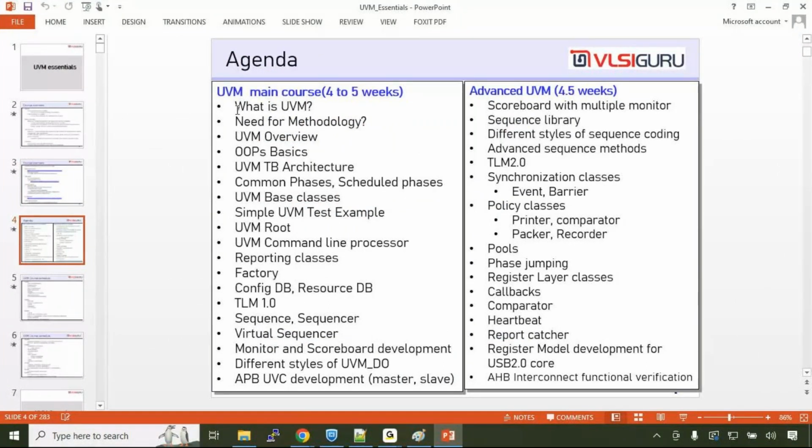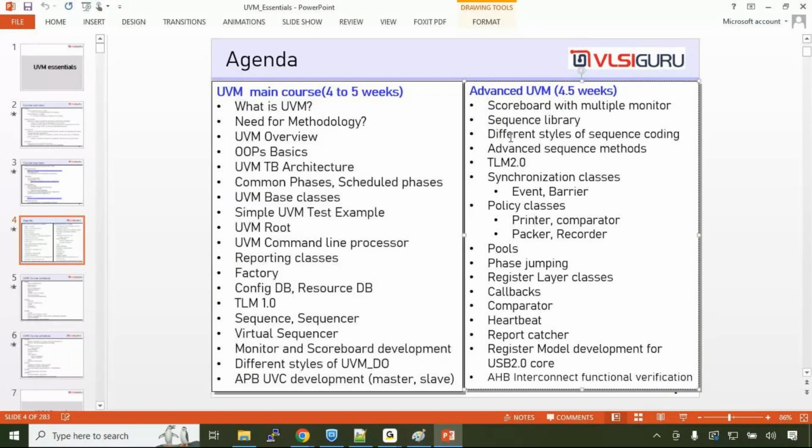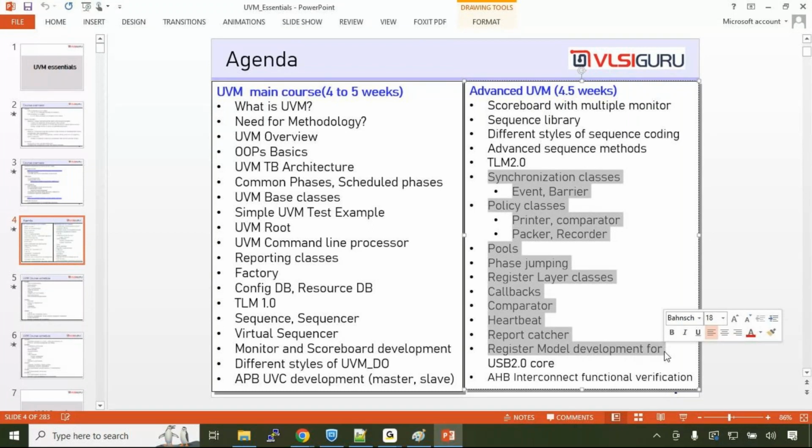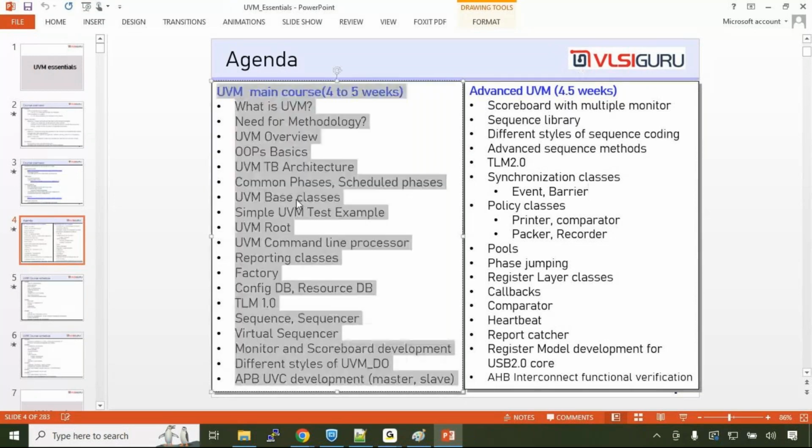As you see, these topics are sufficient for you. Advanced things like sequence library, TLM 2.0, synchronization classes, policy classes, pools. These are advanced and many times we don't even use them. Even someone with 5 to 10 years experience will not use many of these things. But it's just for knowledge, you can learn many of them. 90 to 95% of the time, we use only the essentials, so hence we cover only those topics.